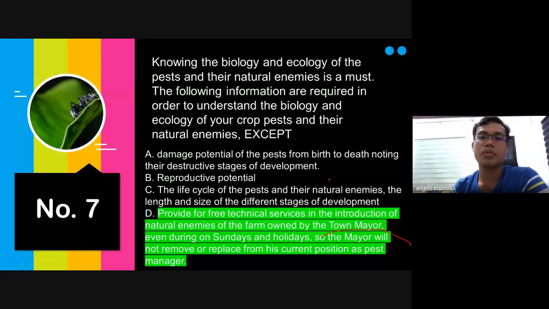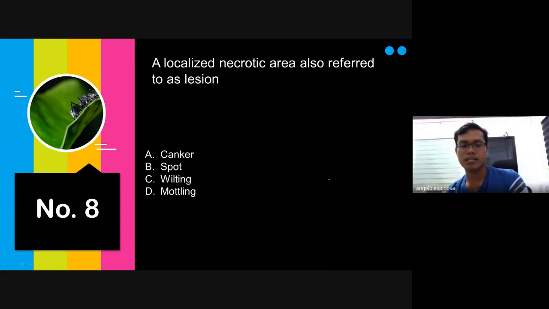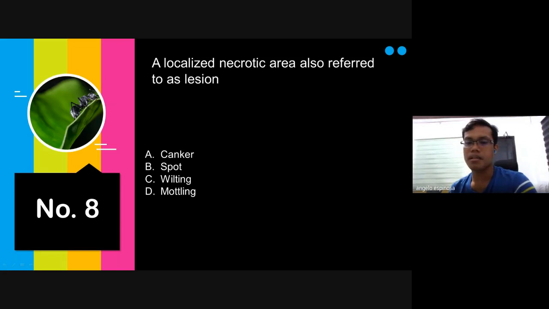Question number 8, a localized necrotic area also referred to as lesion. A, canker, B, spot, C, wilting, D, molting.